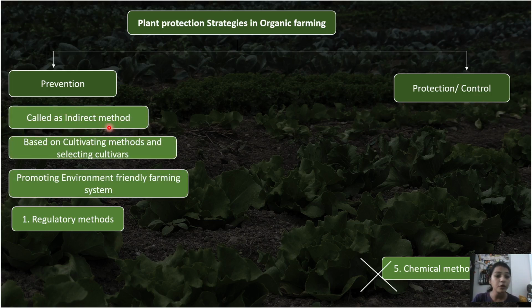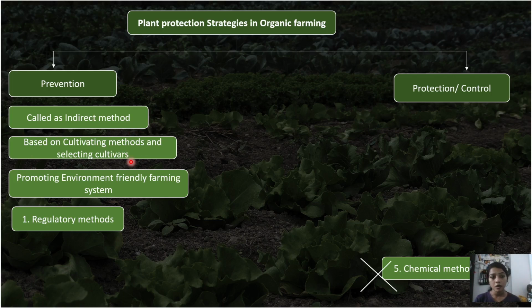So prevention can be called an indirect method because the pathogen is not present on the plant, the pathogen is not present in the field, but we are ensuring that we take all the steps to stop the pathogen from entering our field. So therefore this is an indirect method. It is not directly affecting the pathogen, but indirectly we are trying to stop the pathogen from entering the field.